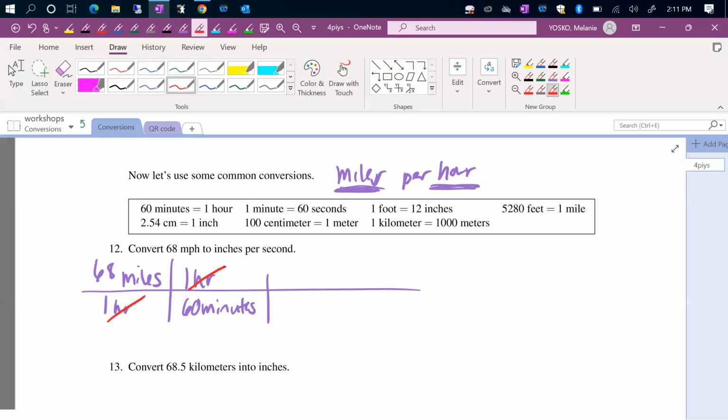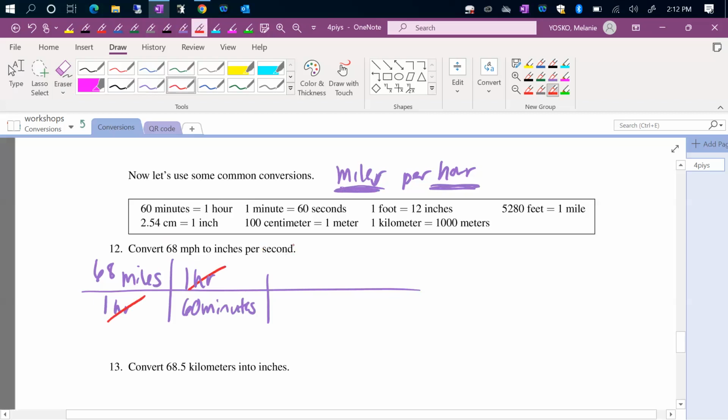Miles and minutes. Miles per minute, right? Because it's miles over a minute, so miles per minute. Okay, let's keep going. How do you get from minutes to seconds? That's what I'm still trying to get from the denominator. 60 seconds in 1 minute.